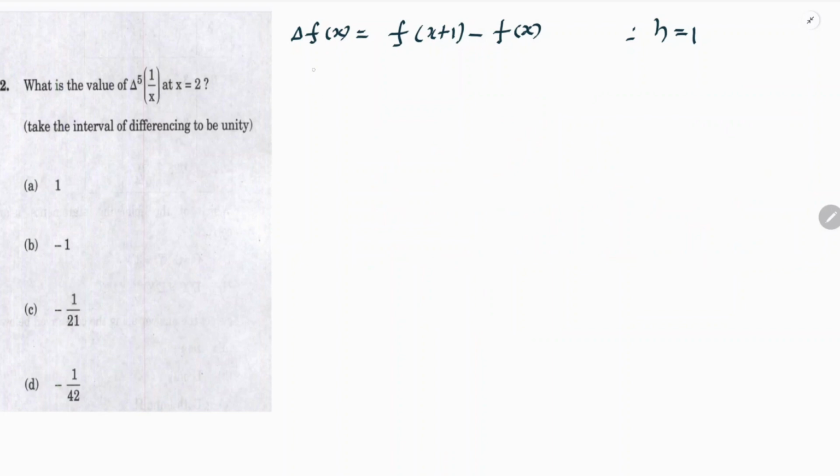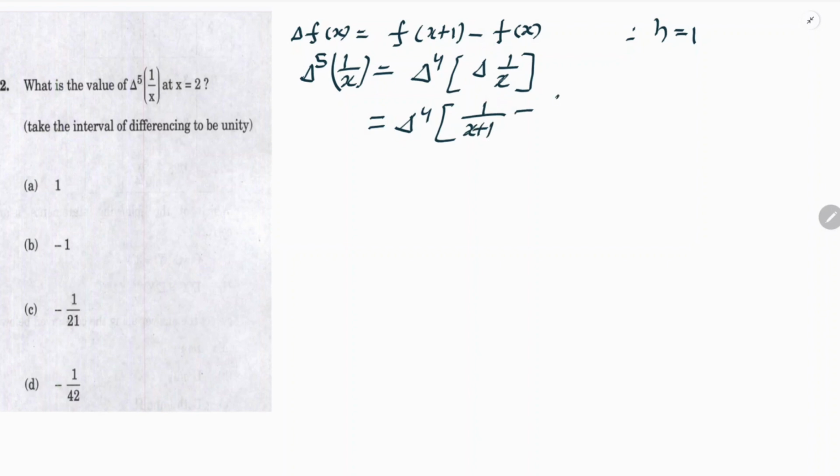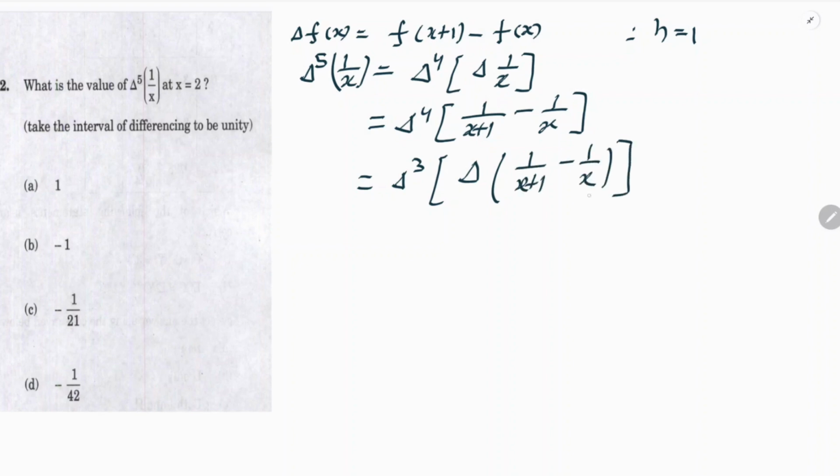If we have delta to the power 5, and in the place of f(x) we have 1 upon x, then we can write it as delta to the power 4, then delta of 1 upon x. So if we operate delta on 1 upon x, we write it as 1 upon x plus 1 minus 1 upon x. Then again we can write it as delta to the power 3, then delta on both of these functions, 1 upon x plus 1 and 1 upon x.